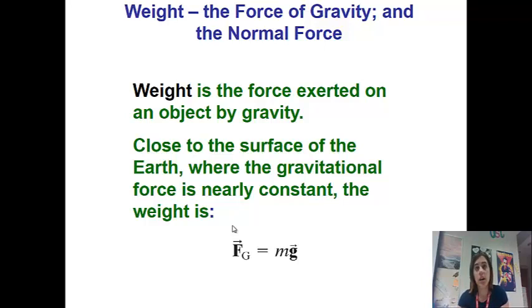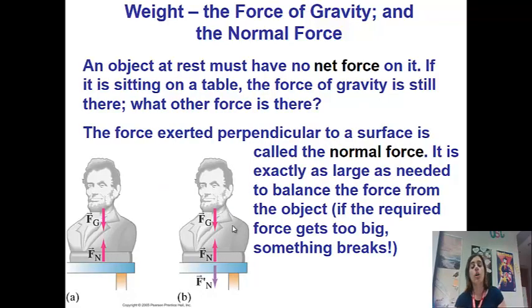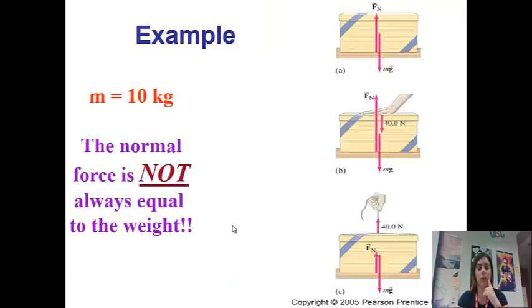Weight is gravity accelerating a mass. Okay, so your acceleration is gravity, mass is mass, and therefore the resulting force is your weight. Okay, normal forces are the reaction force from a surface, and they act perpendicular to the surface. So when your surface is flat, your normal force is straight up. But when you incline your surface, your normal force then goes at an angle, but it's still 90 degrees to the surface itself. Okay?